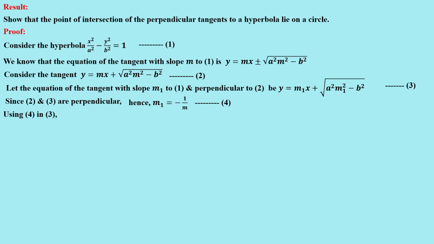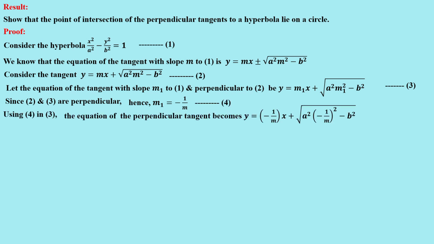That is equation 4. Using 4 in 3, the equation of the perpendicular tangent becomes y equal to minus 1 by m x. We are replacing m1 by minus 1 by m plus root of a square into minus 1 by m square minus b square. So y equal to minus x by m plus root of a square by m square minus b square. That is equal to minus x by m plus root of a square minus m square b square, so inside the square root we are taking LCM as m square. So we are taking that m square outside the square root. So it will become m in the denominator.